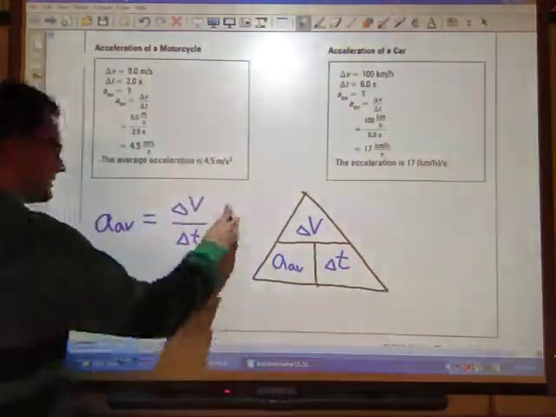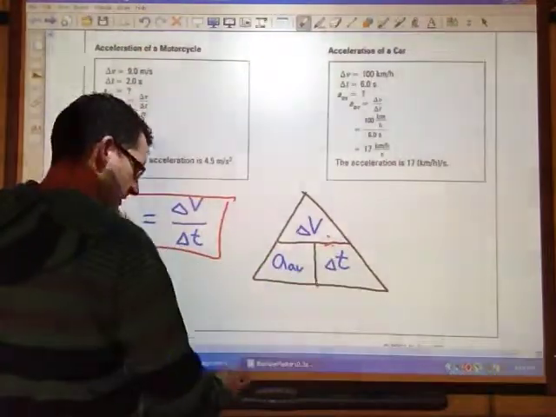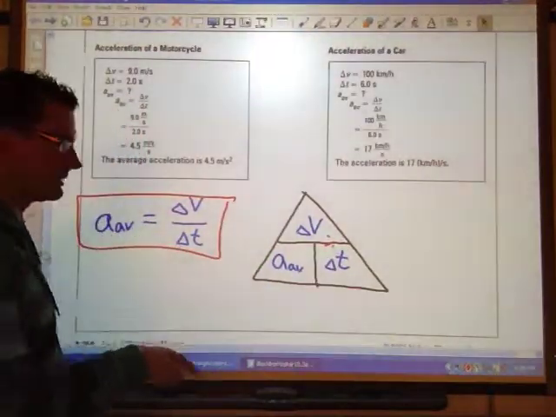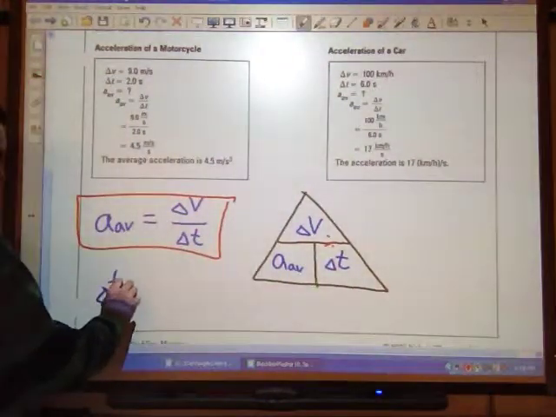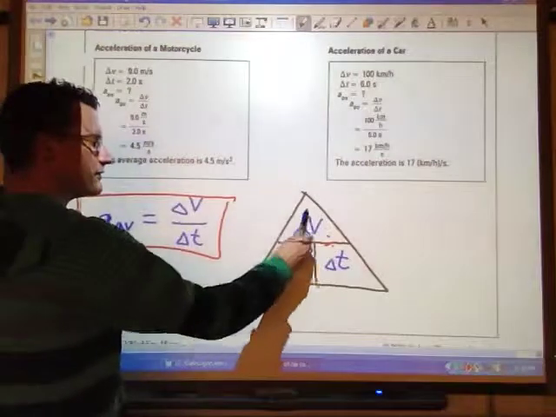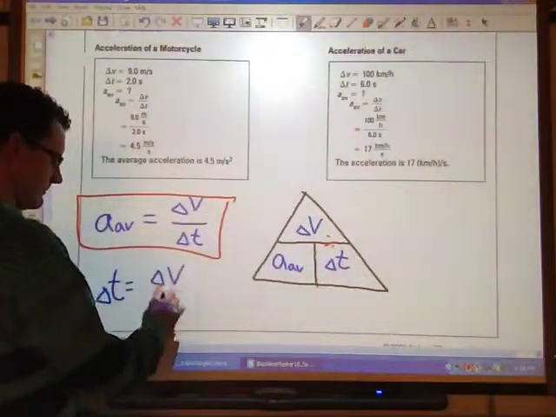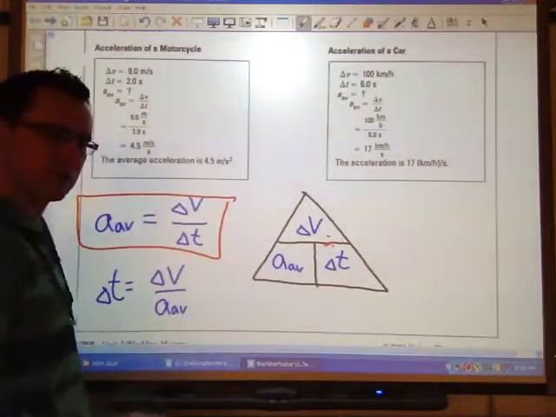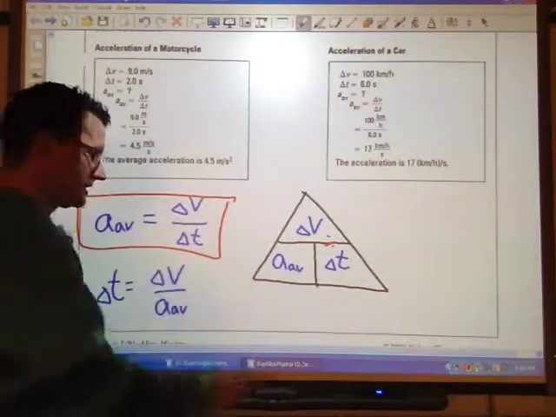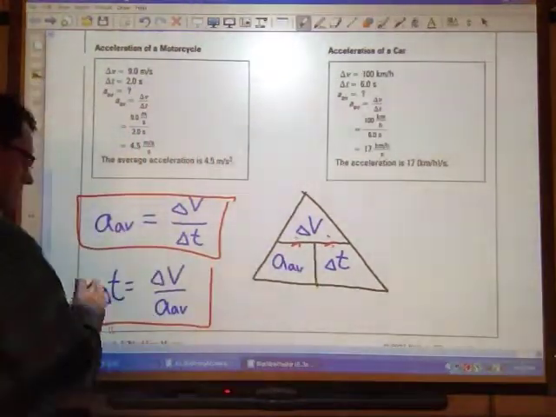So we have that equation right there, because v divided by t, we have v on top, t on the bottom. If we were looking for time, change in t, if we take a look here, it's v over a. So change in speed over average acceleration. So that's our second equation.